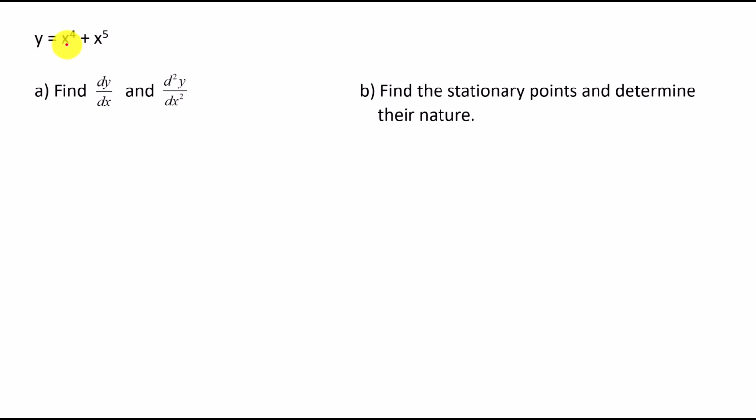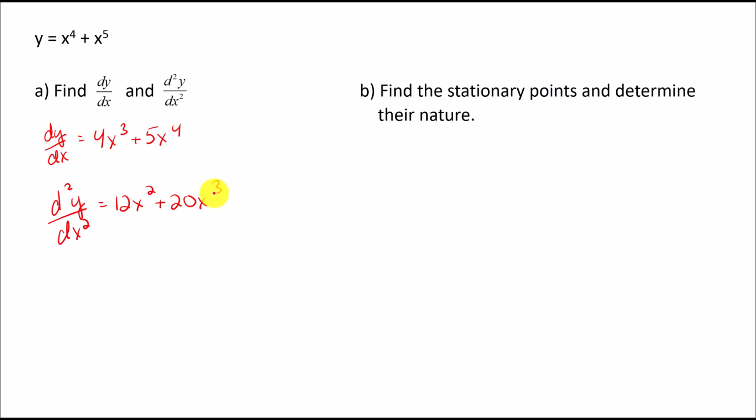So here I have y equals x to the fourth plus x to the fifth. And the first part here is just asking me to find the first derivative and the second derivative. So we know how to do that. The first derivative, dy dx, equals 4x cubed plus 5x to the fourth. And then we're going to take the second derivative, which I get by taking the derivative of this first derivative again. So 3 times 4 is 12x squared plus 20x cubed.